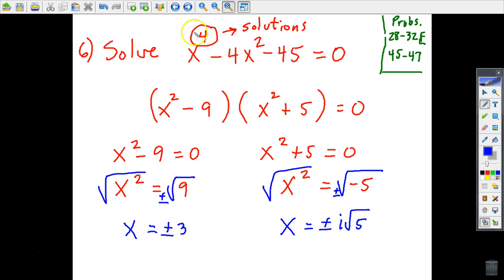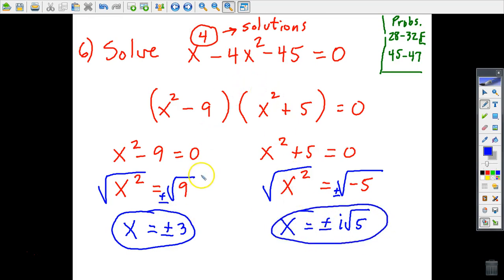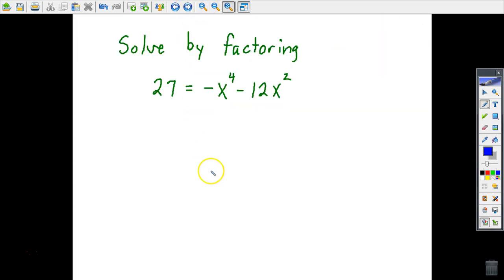Alright, I was looking for 4 solutions and I found them. 2 of them are here. 2 of them are here. Okay, and that is the lesson that was taught in class today for section 6.4 to hopefully prepare you for the assignment. I just wanted to throw this one out at you. This is actually one of your homework problems, but I didn't want you to be confused.